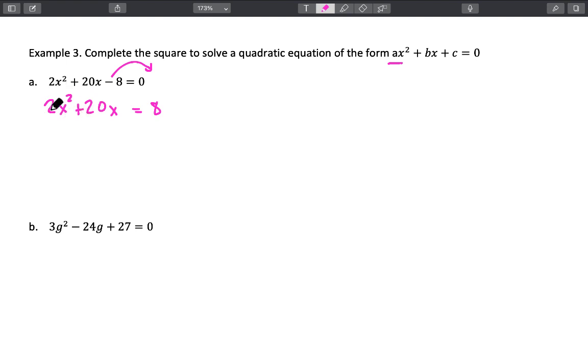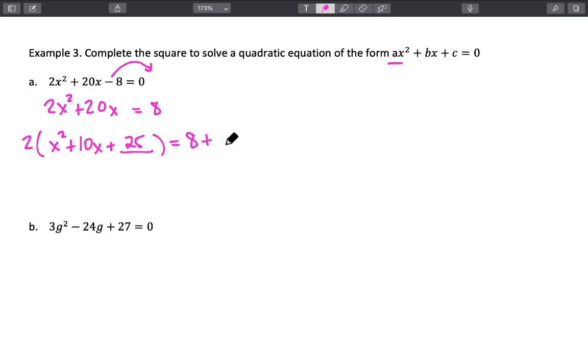Next, we need to get rid of that number in front of our x squared. So I'm going to factor out the GCF of 2. That leaves me with x squared plus 10x. And I'm going to leave a little space right here, because that's where we're going to complete our square, is equal to 8. All right, now I can complete the square because I have my x squared plus bx term by themselves. So half of b, my b value is 10. So half of that is 5. 5 squared is 25. So I'm going to put 25 in here.